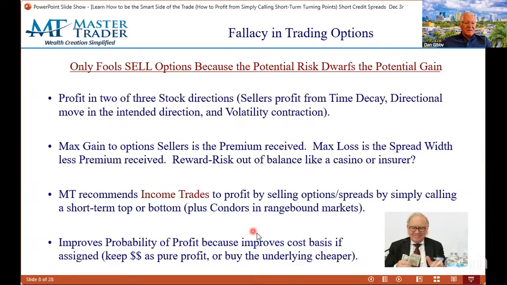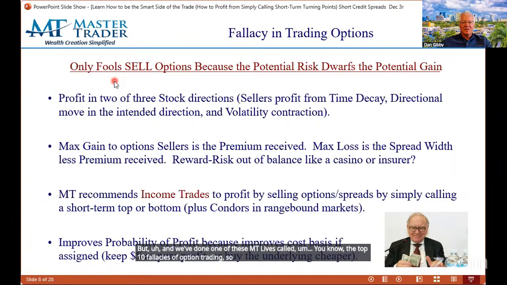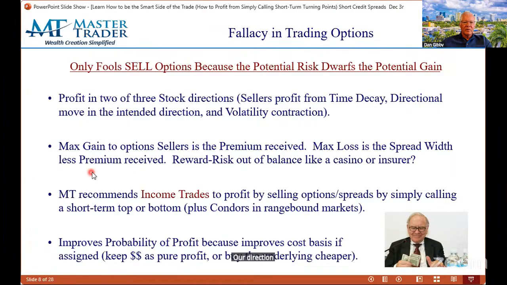This is a slide, I've got it all worn here, and we've done one of these MT lives called the top 10 fallacies of option trading. So I grabbed this slide out of that one. And so this is one of the myths. Only fools sell options because the risk dwarfs the potential gain. Well, I showed you how statistically 2 out of 3 directions it's in my favor, time decay is in my favor, our directional bias is in our favor.